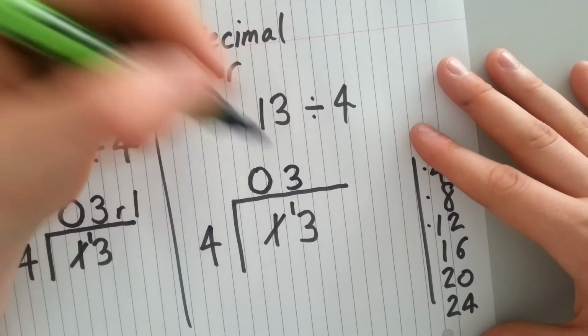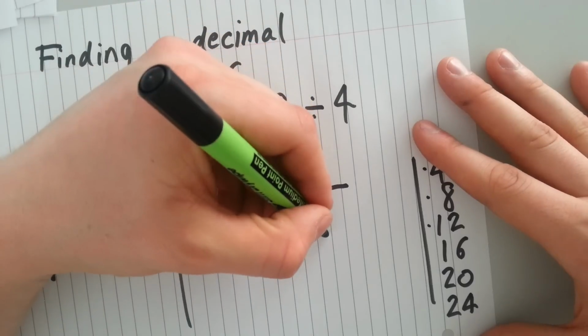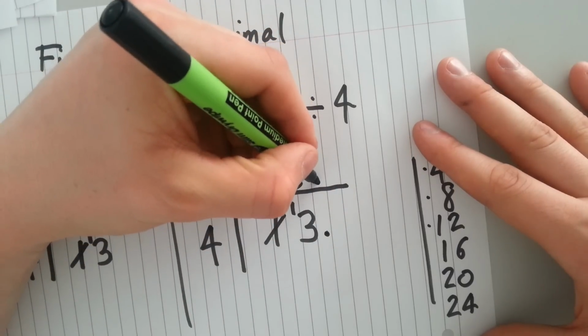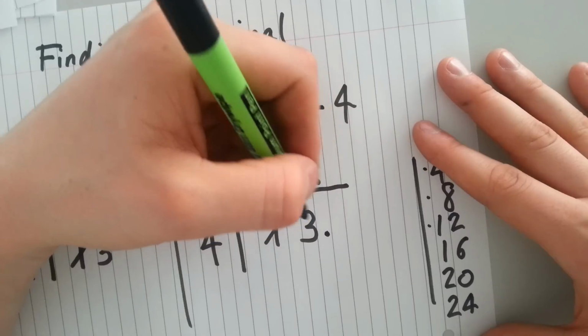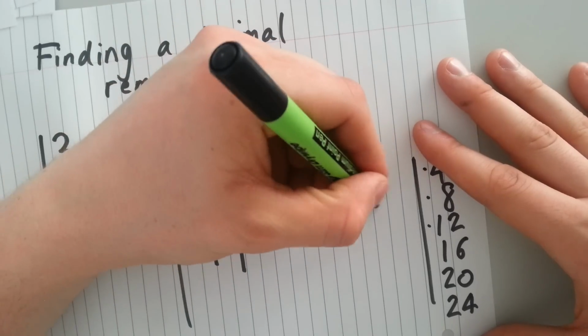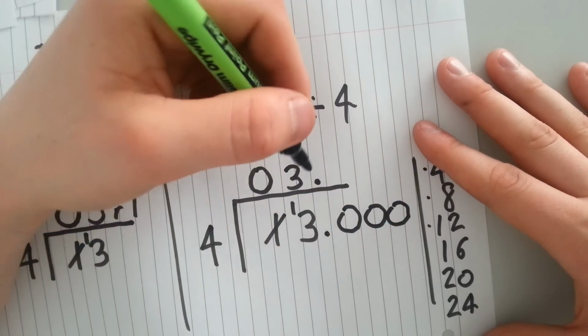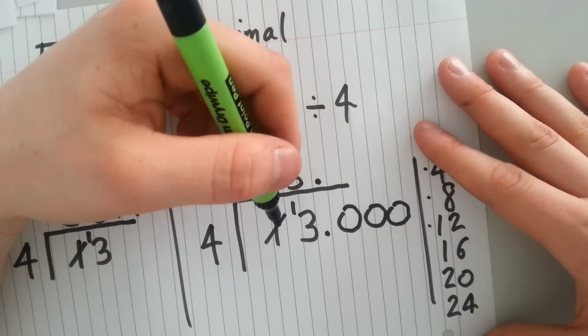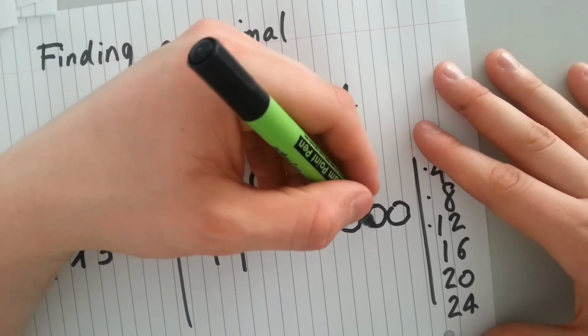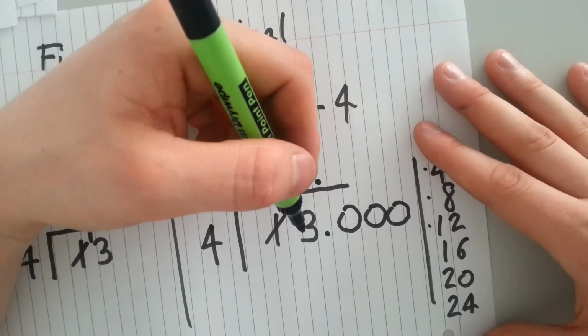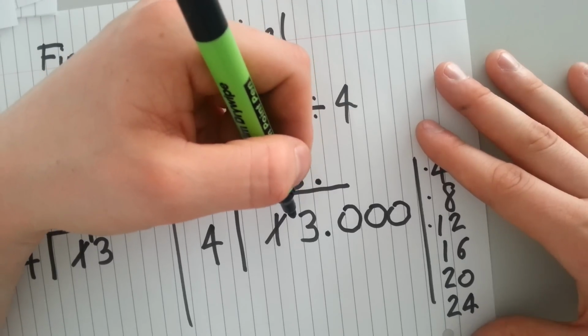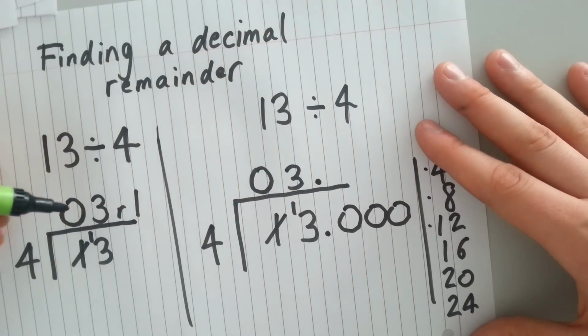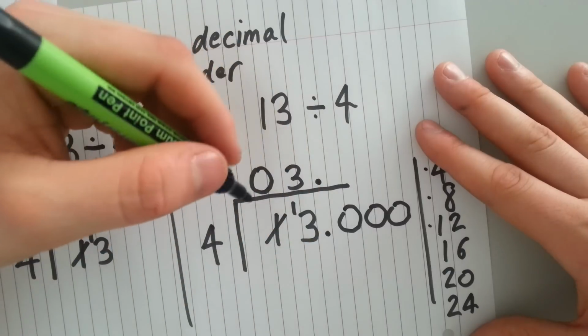Right, at this point, our first step, okay, is to put a decimal point on the bottom and a decimal point on the top, okay? And basically what we do is chuck a few zeros after this. The reason we do this is because 13.000 is exactly the same as 13, so we've not really changed anything. And what it allows us to do is take that remainder 1 we had last time and carry it over and keep going.